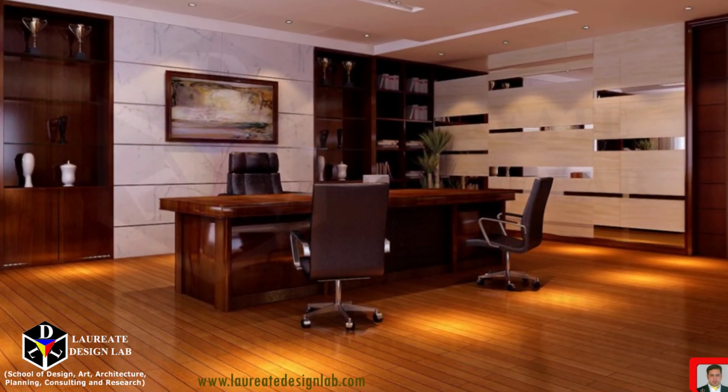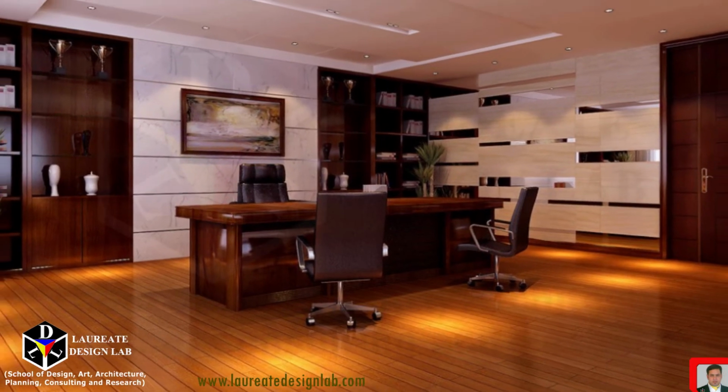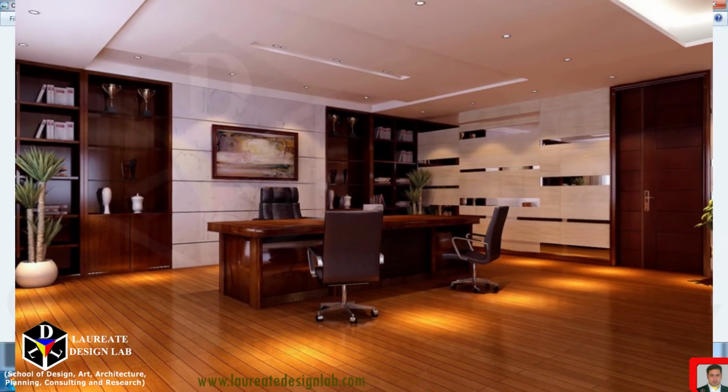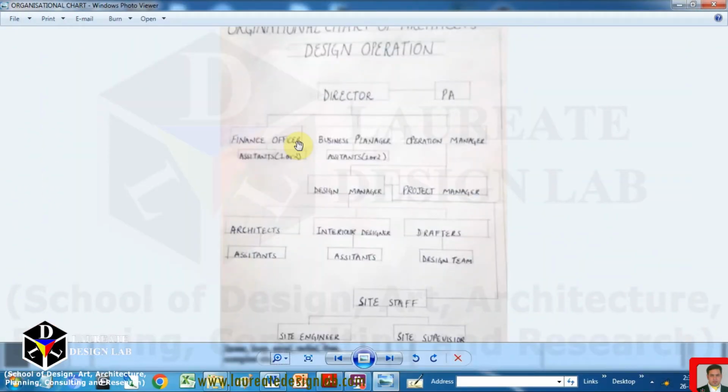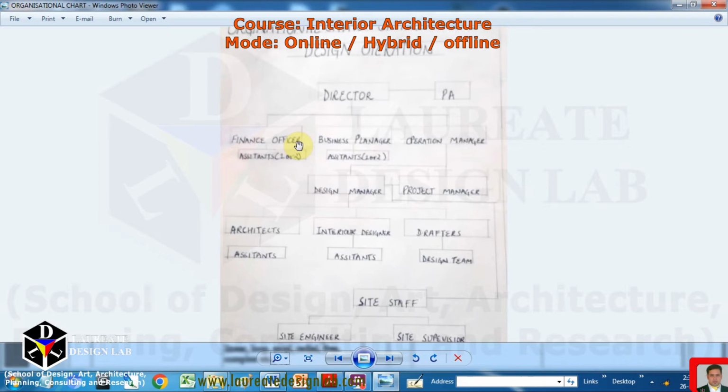Finance officer, you may allocate 150 square feet area, maybe even 100, depending on the space constraint. I'm not talking about the 100% actual space allocation. It's just to make you understand that space allocation is higher for the higher positions.